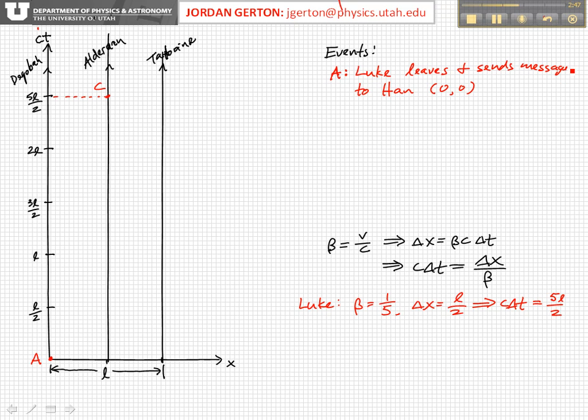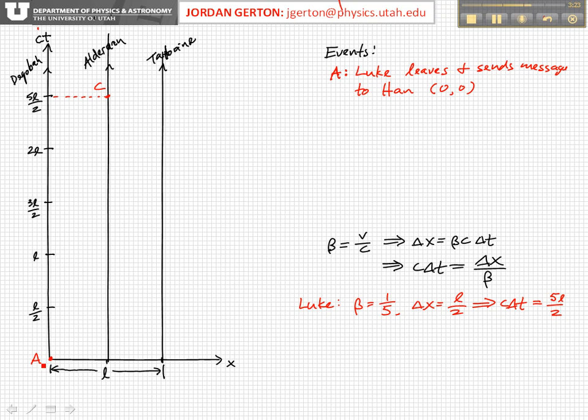Okay, so the first event that happens over here is that Luke leaves Dagobah and he sends a light signal, a message to Han, and that starting event has coordinates 0, 0 in the space-time diagram. Now, it's important to remember that even though there are two distinct things that happen here, he leaves and he sends a message, because they happen at the same point in time and the same point in space, they're a single event. Okay, so I've marked that event down here, event A, at the origin.